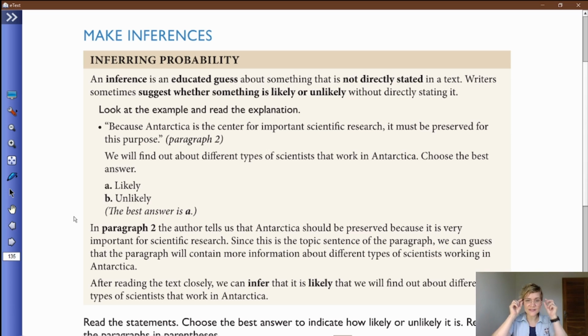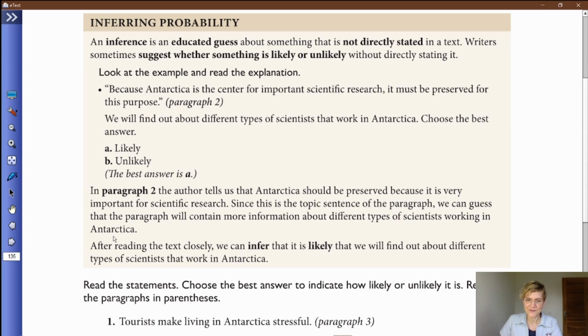Because Antarctica is the center for important scientific research, it must be preserved for this purpose. We will find out about different types of scientists that work in Antarctica. Choose the best answer. Is that likely or unlikely? Answer is A. In paragraph 2, the author tells us that Antarctica should be preserved because it is very important for scientific research. Since this is the topic sentence of the paragraph, we can guess that the paragraph will contain more information about different types of scientists working in Antarctica.